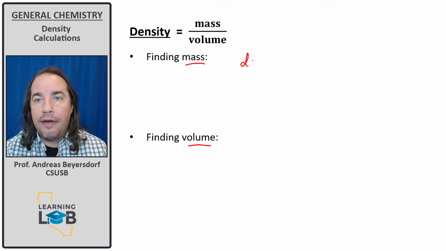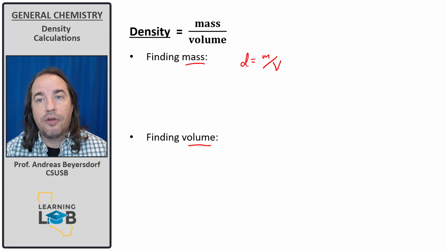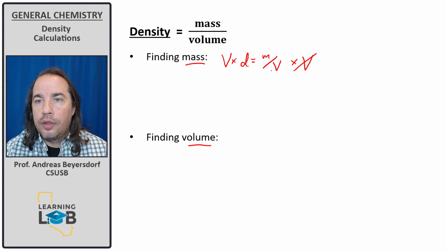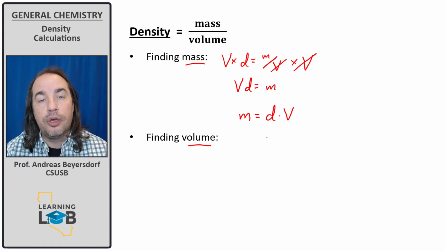Let's go ahead and figure out how to do this. All right, so density equals mass over volume. If we want to get mass by itself, I'm going to multiply both sides by volume. So the volumes will cancel out on the right-hand side. And so I'll get V times D equals mass, or mass equals density times the volume.